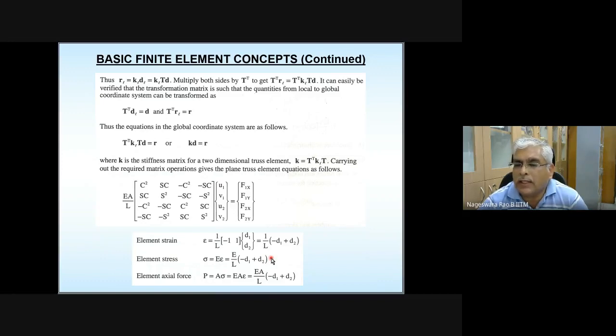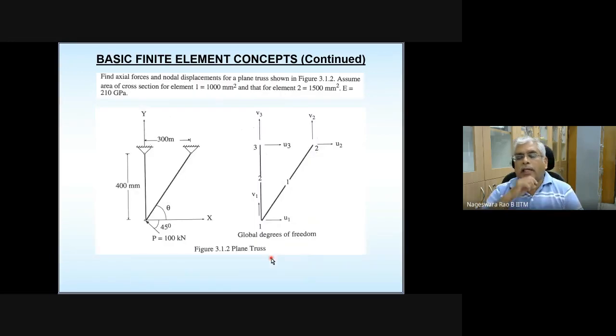One example is given here and all the details are given here. I suggest you go through that, work it out, verify whether the details are correct or not, and try to see the various steps. This is a simple 2-member plane truss, a truss in the plane of this board.